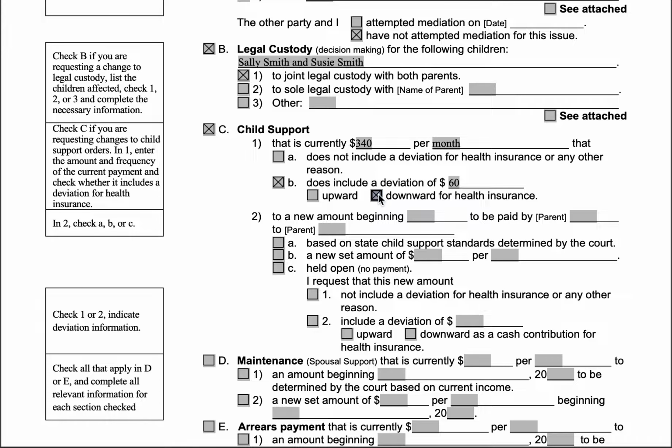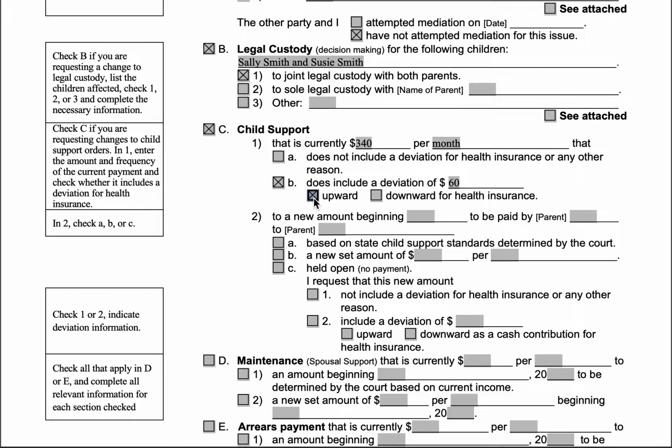Similarly, if this were a situation where maybe Jane paid for the health insurance, and so they calculated that John's standard support number would be 280, but determined that there should be a $60 deviation upward, so going up from 280 to 340, you could have that as well.